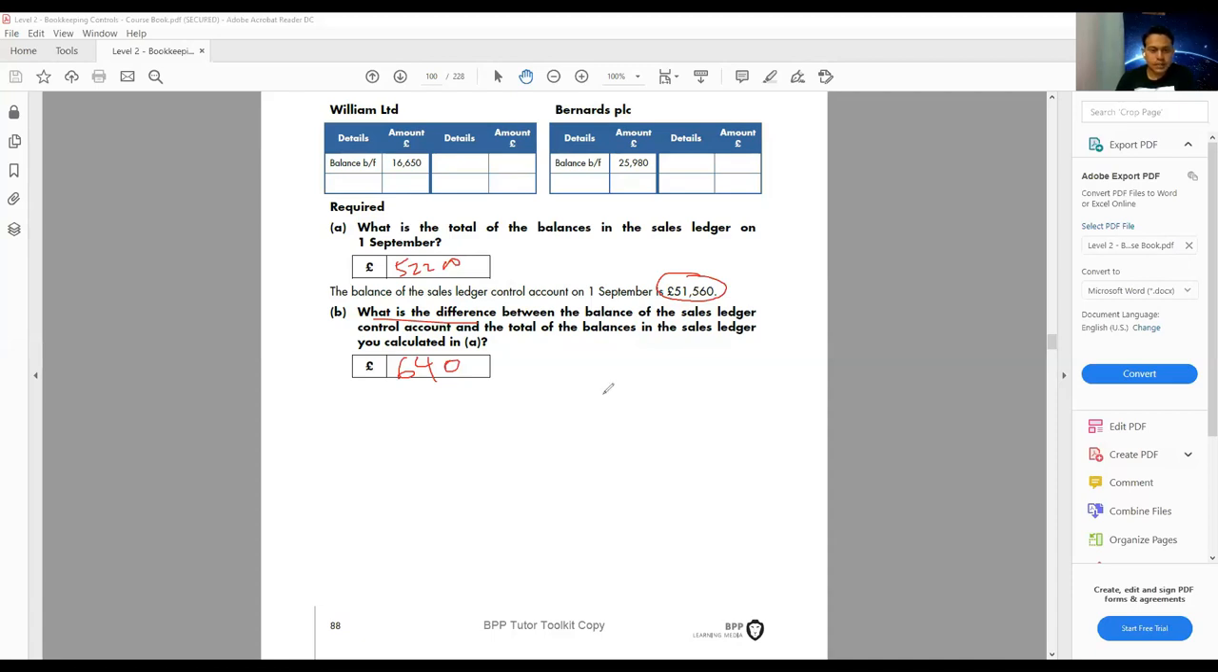So you can see that our sales ledger has more balance. Sales ledger has 52,200. So the sales ledger, the individual, is showing more balance, and the sales ledger control is showing less balance, 51,560. So let's write it down. Sales ledger, that is 52,200, and the sales ledger control 51,560. Okay, so I'm going to erase that.